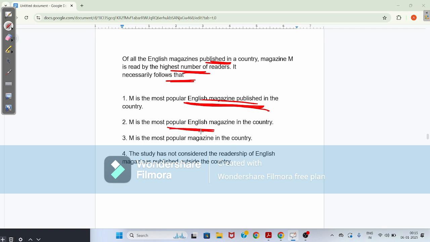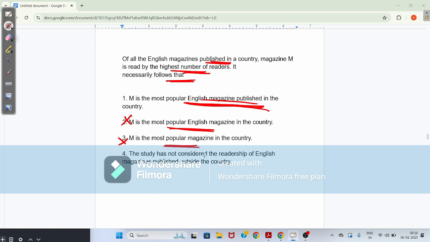Yes, most popular English magazine is there, one of the most popular, but it is not the correct option here. M is the most popular magazine in the country here. This also represents one of the magazines. So this is also not the correct option here.